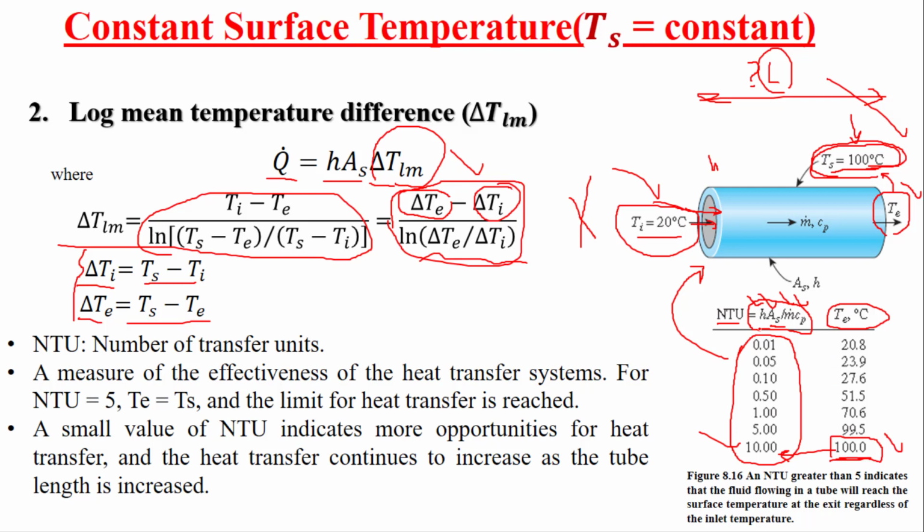All the other unknowns are given, meaning h will be calculated for you, whether natural, forced, or boiling. So all of them are calculated. m dot is also given, Cp is given, assumed. So we end up with this surface area. The surface area is equal to 2 pi times the radius of this tube multiplied by L, and L is the only unknown. In a moment we will see how to calculate this question.